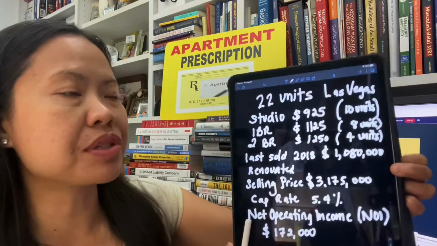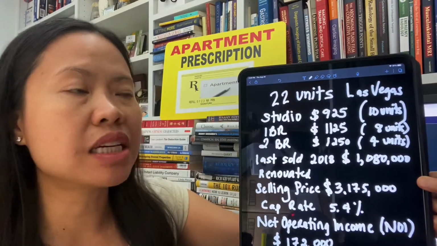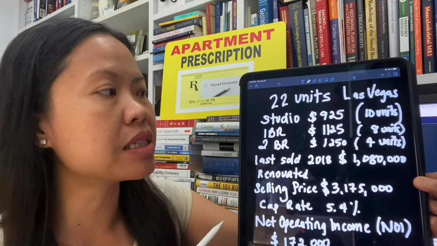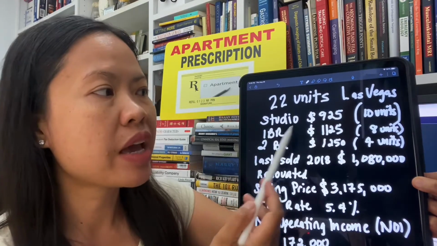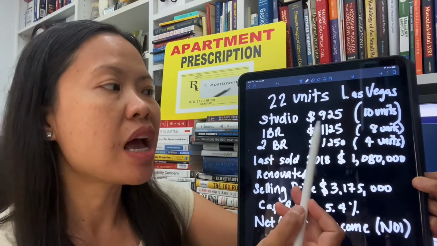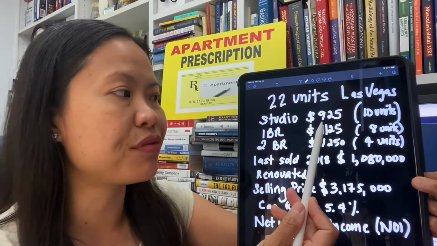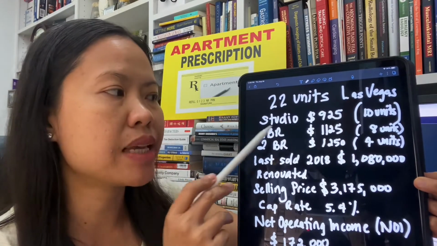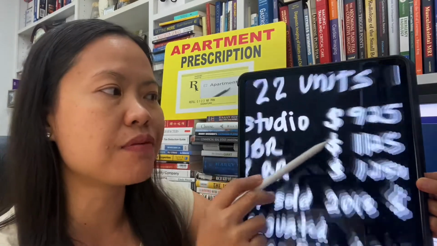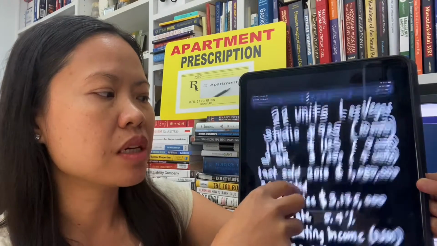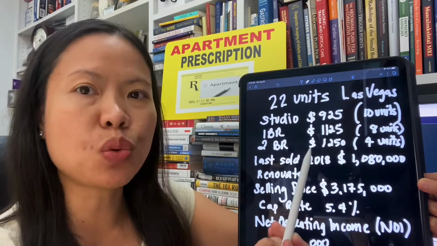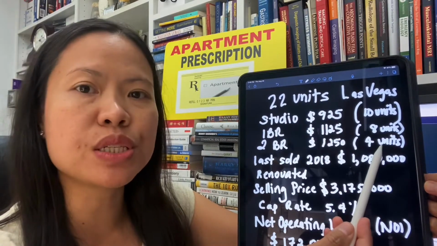It's available on Amazon, and I'd like to go over a property with you. It's a 22-unit apartment located in Las Vegas. So here are the numbers. The studio, and there are 10 units of this, is currently rented at $925. The one bedroom is currently rented at $1,125. There are 8 units of that. The 2 bedroom is at $1,250, and there are 4 units of that.